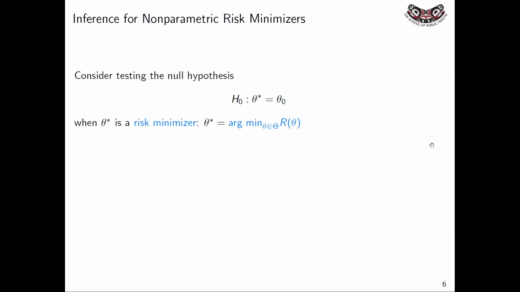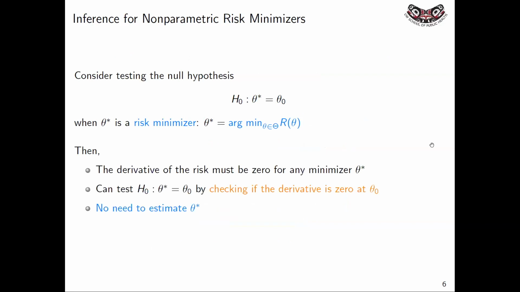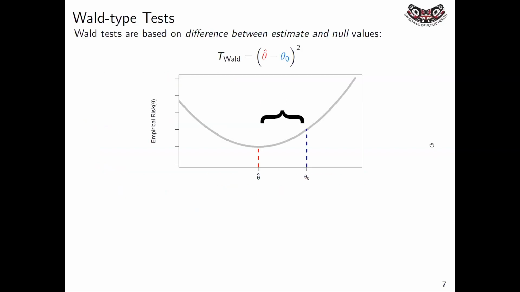Okay, so let's go back to this problem. Consider testing whether this parameter theta star is theta naught or not, with theta star being the risk minimizer, meaning it's the argmin of that R of theta. Then we know that the derivative of this risk has to be 0 at the minimizer. Maybe I'll come back to this a bit later.